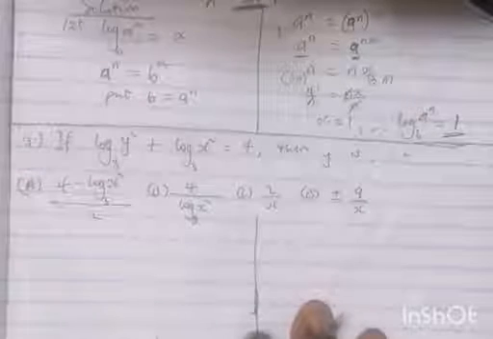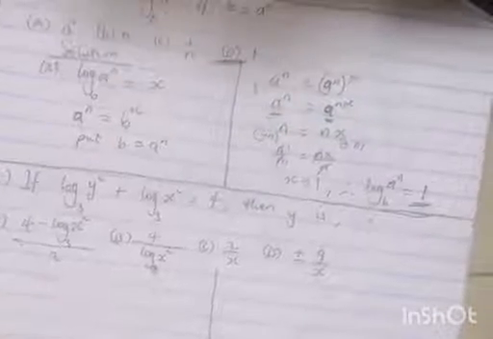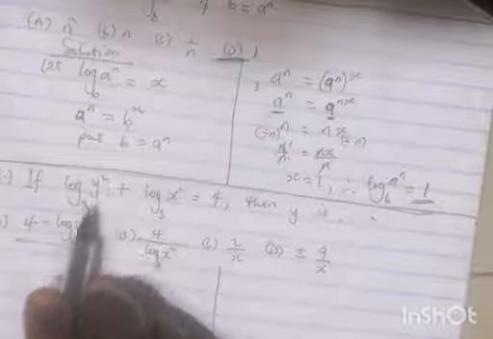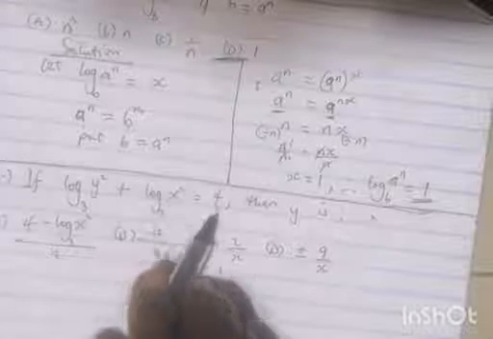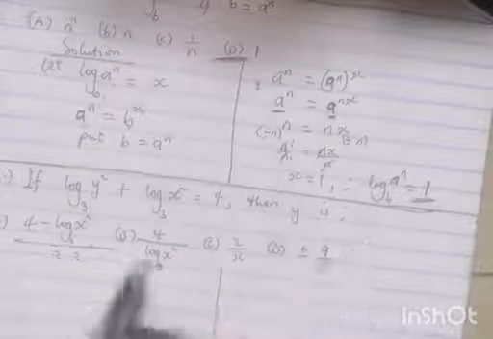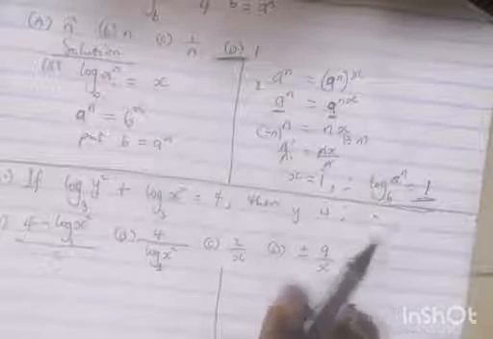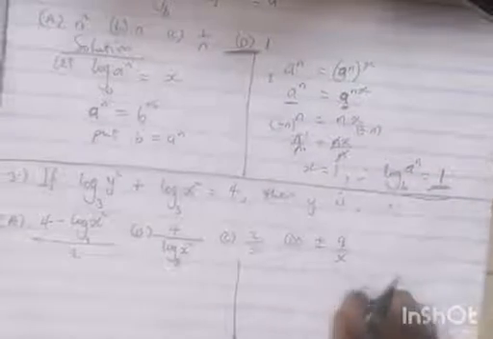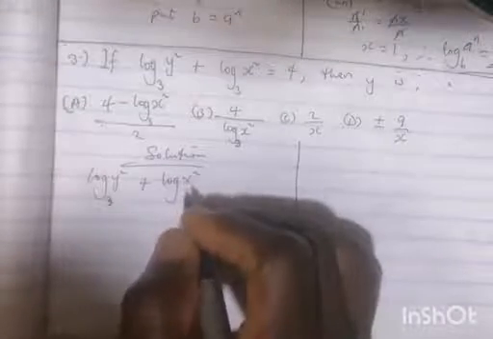So let's move to number 3. In our number 3 we have: if log y square base 3 plus log x square base 3 equals 4, then y is dash. So they want us to calculate the value of y. So solution: I have log y square base 3 plus log x square base 3 equals 4.